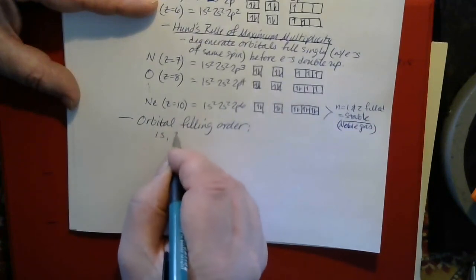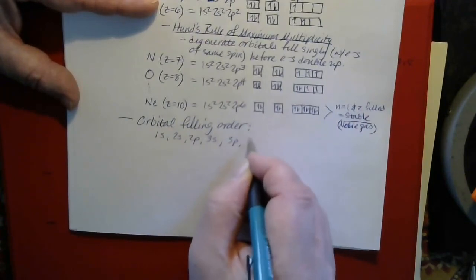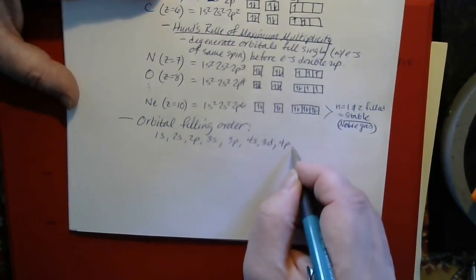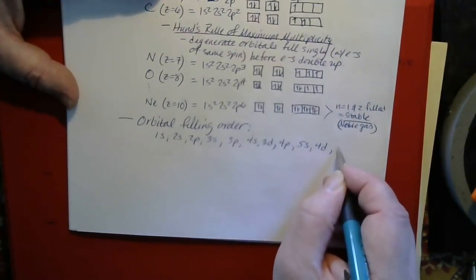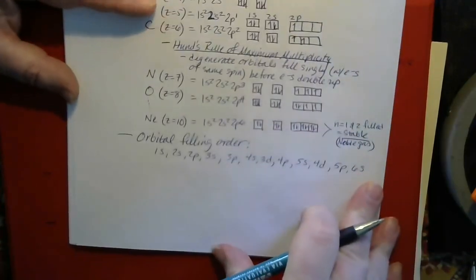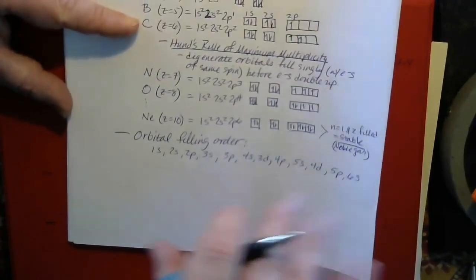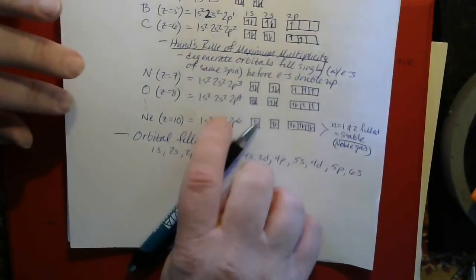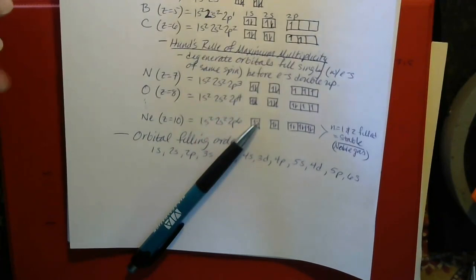So the order goes 1s, 2s, 2p, 3s, 3p, 4s, 3d, 4p, 5s, 4d, 5p, 6s. And they present that as if that's something that's easy to remember. It's actually not. There is a much easier method to remember the order of filling of electrons, which I will show in the next segment of the video because we're over 30 minutes already. So I'll be right back.